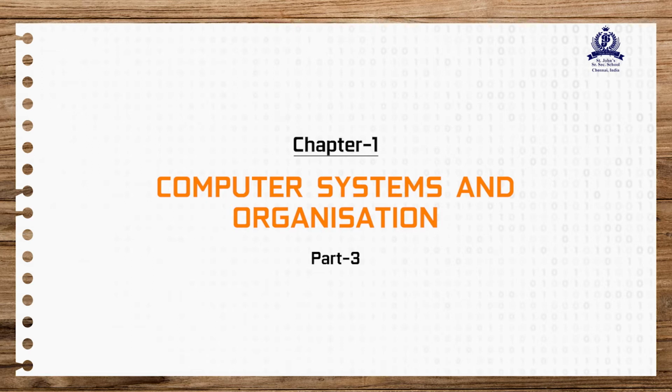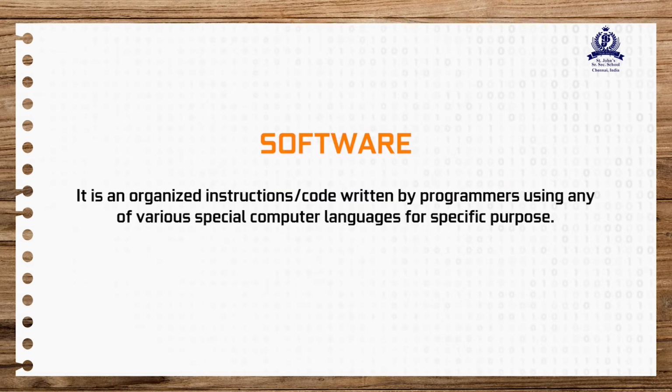So till now we discussed the computer system organization architecture and mobile system architecture. Today let us see about the software. What does software mean? Software is organized instructions or code, that is, a set of instructions. All the sets of instructions are called software.